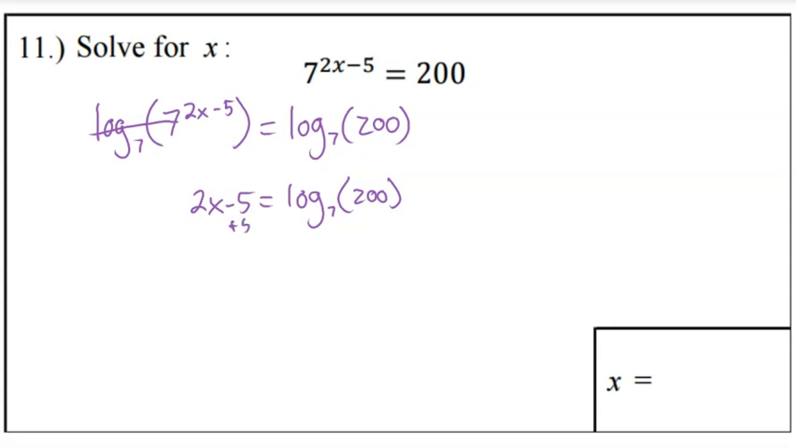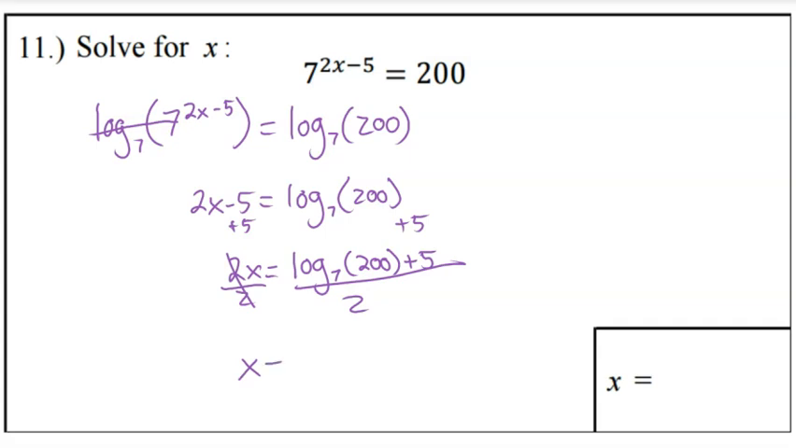Then we're going to add 5 to both sides to cancel the minus 5 on the left. So we get 2x is equal to log base 7 of 200 plus 5. And now we're going to divide by 2 on both sides, and that's going to cancel the 2 on the left, leaving the x by itself. So we get x is equal to log base 7 of 200 plus 5 over 2. Now, we can't leave this as log base 7 of 200. Some calculators, you can key that in, but we're going to change it.